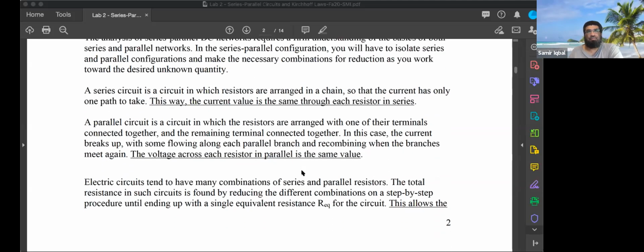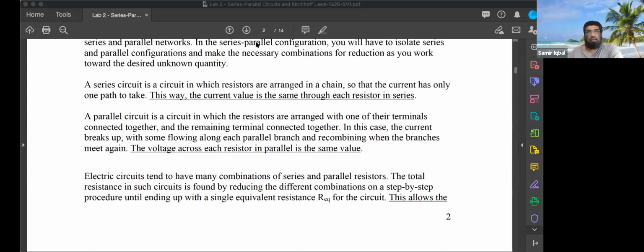All right, so this is recapping the theory. A series circuit is one in which resistances are arranged in a chain, and the current is the same through each resistor in series. In a simple example, if you have two watering hoses for your lawn and you put the hoses in series, you open your tap, and the same water flows through the whole network of hoses, maybe n number of hoses you put together.